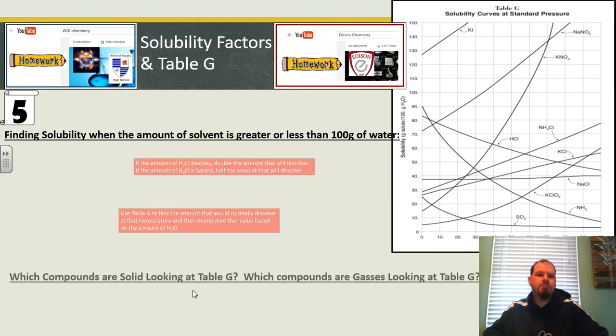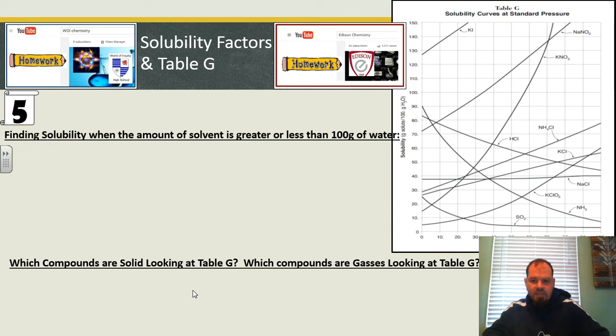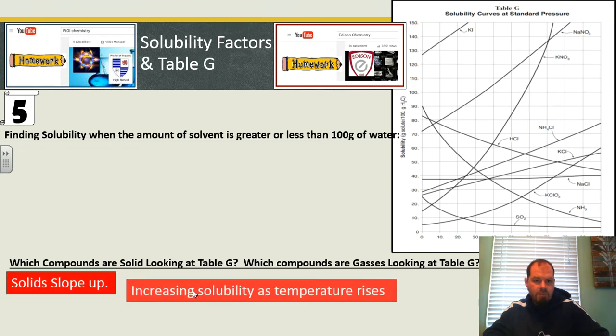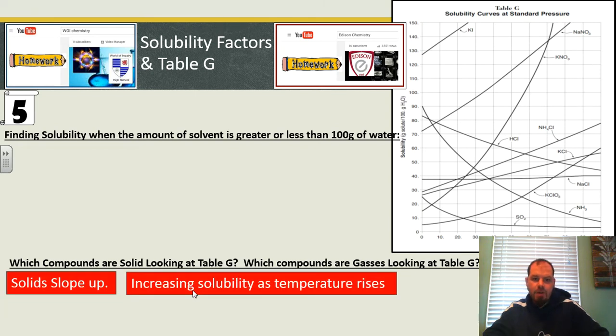Let's play. Oh, my bad. Last piece of information. There are 3 that go down, and everybody else slopes up. So the ones that slope up are solids. They increase their solubility as temperature goes up. You see what I'm talking about? Everyone that slopes up is a solid.